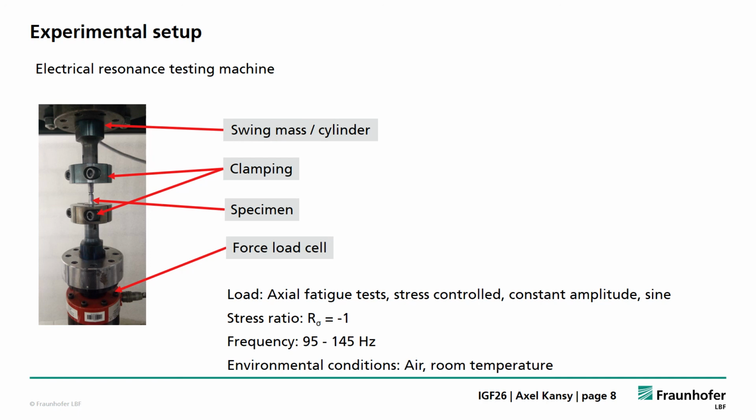The axial fatigue tests were performed stress controlled with a constant sine amplitude and a stress ratio of -1. The test frequency is dependent on the specimen geometry and ranges from 95 to 145 Hertz. The tests were carried out in air at room temperature.